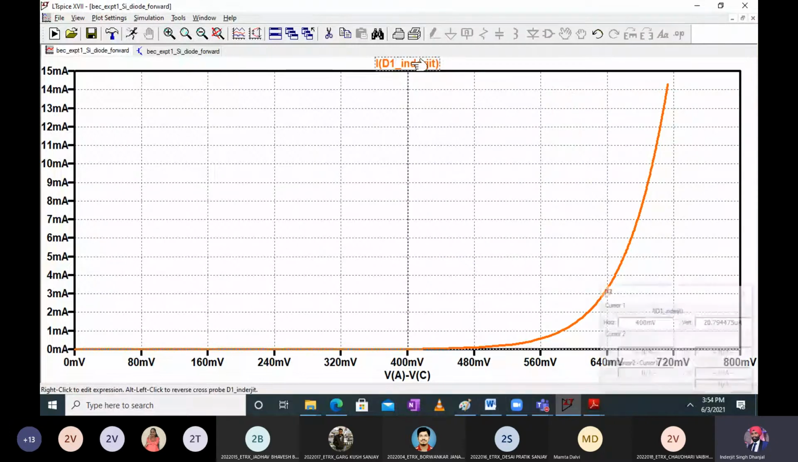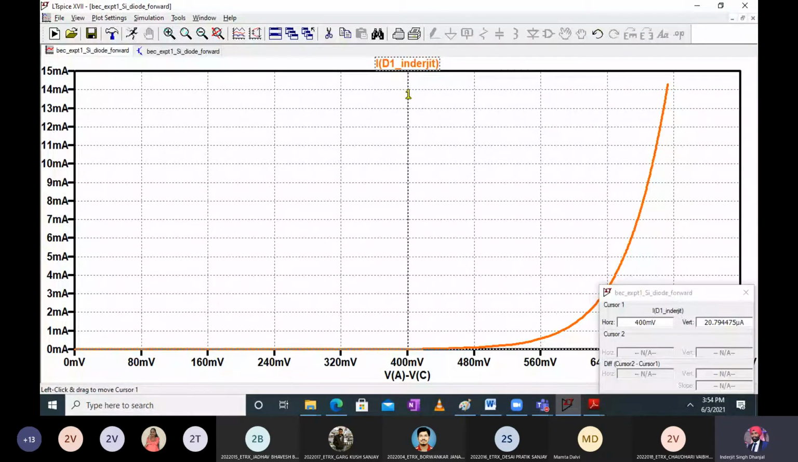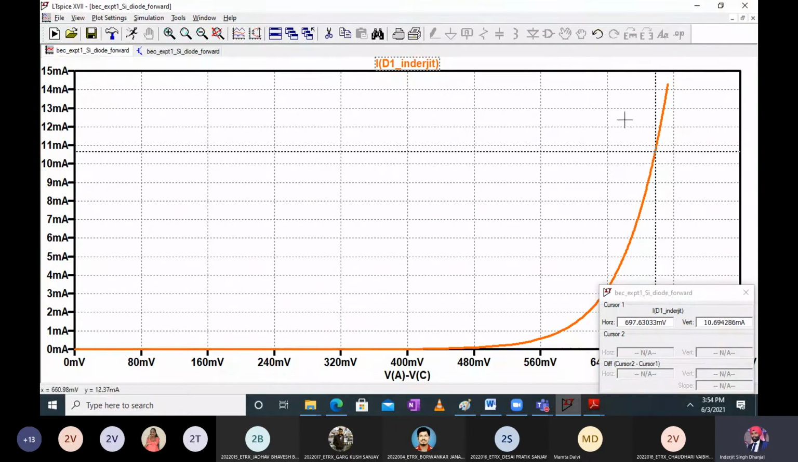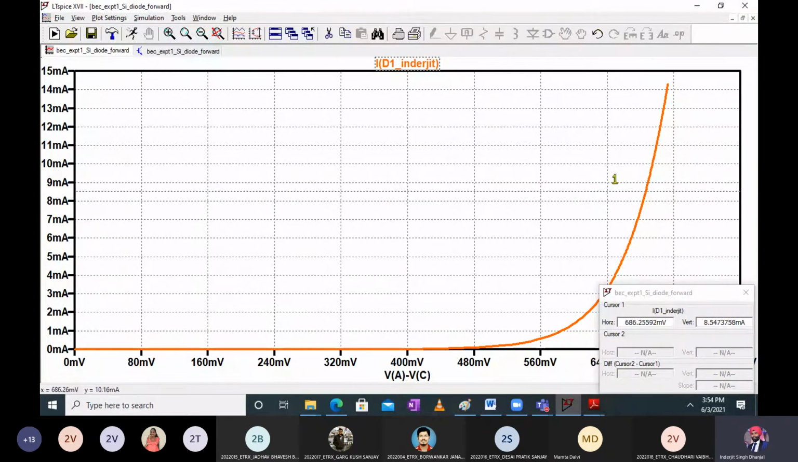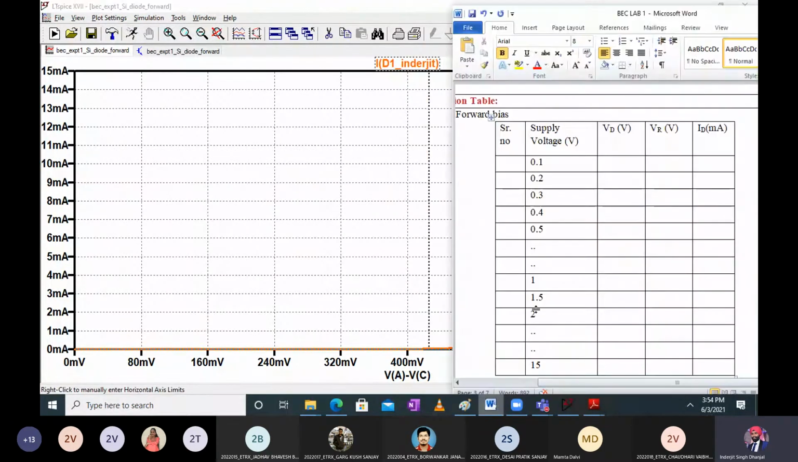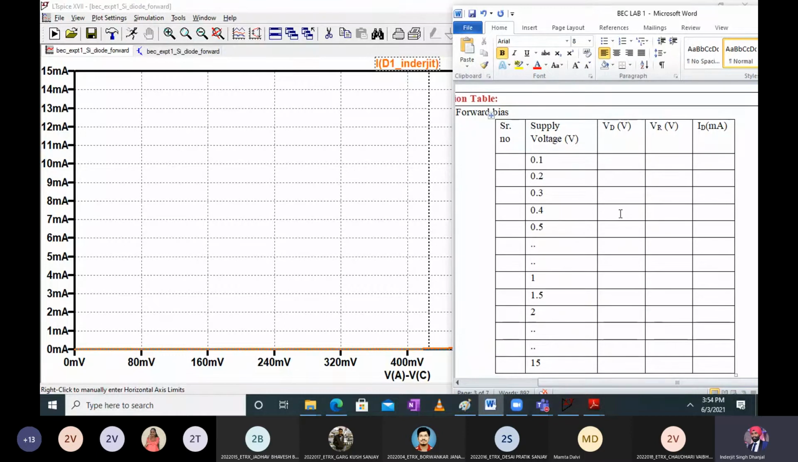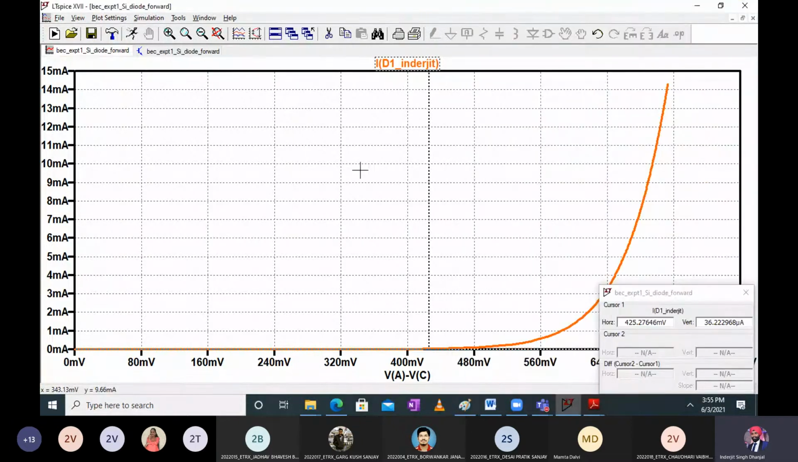You can right click on this ID1 and you can move this cursor. If you move this cursor, the horizontal and vertical readings are moving. The vertical readings are the current values and the horizontal readings are the diode voltage values. So you can take the readings by varying the cursor like this. But will it serve the purpose? It will serve a limited purpose because you can only measure current ID and diode voltage VD from this graph. Correct?